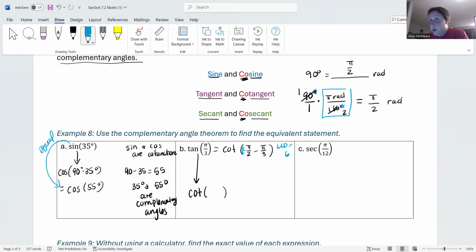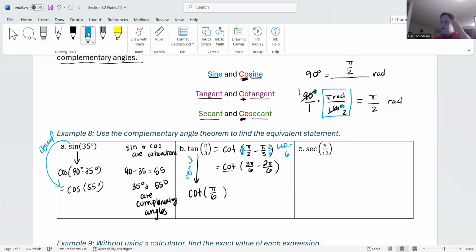I would need to multiply 3 by 2, so I need to multiply top and bottom by 2 here. And what that gives me is cotan of 3 pi over 6 minus 2 pi over 6. We'll kind of treat the pi just like a variable. It's not, but treat it like one. What is 3 pi minus 2 pi? Well, it would just be 1 pi. So we would get that this is cotangent of 3 pi minus 2 pi over 6, which is just pi over 6. So these two things are equal.